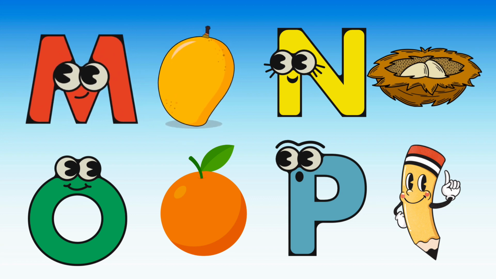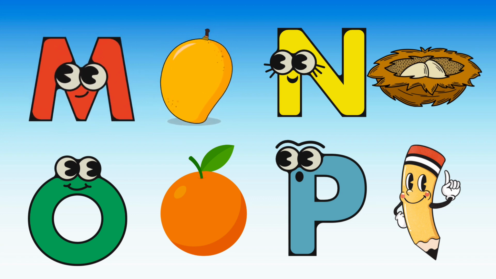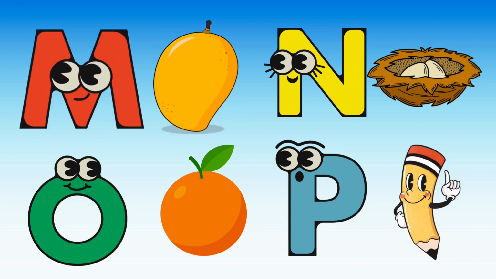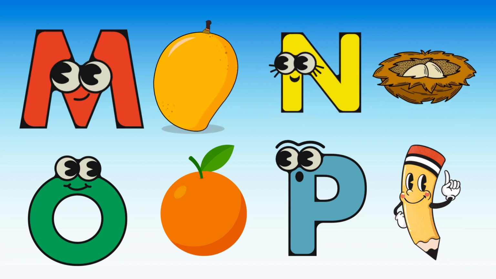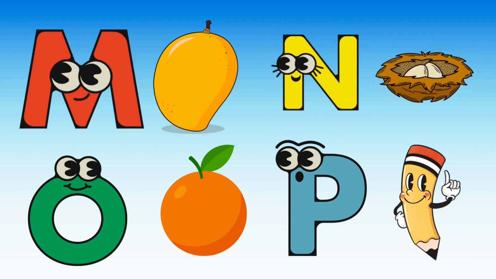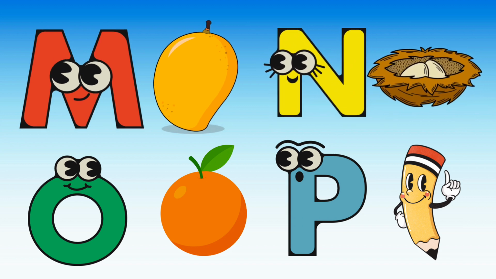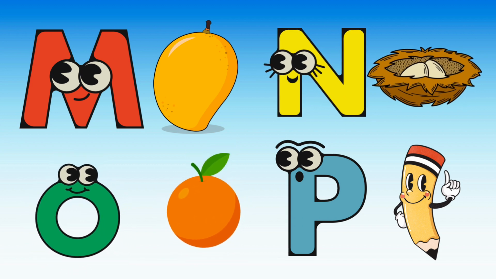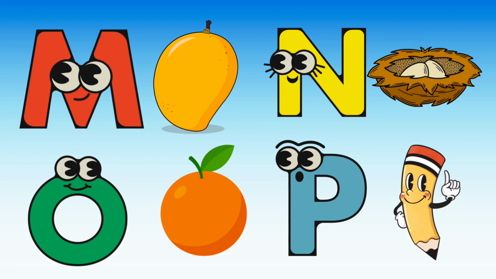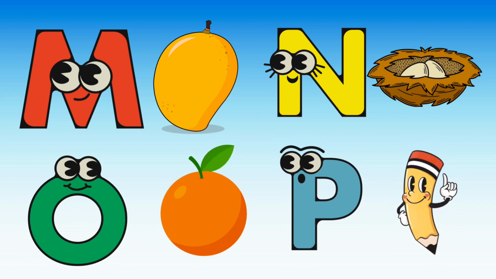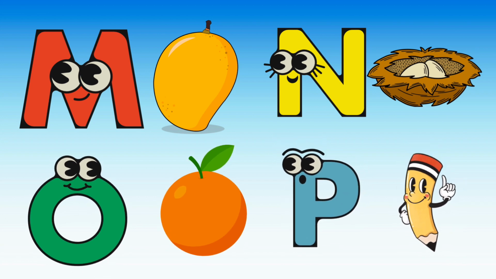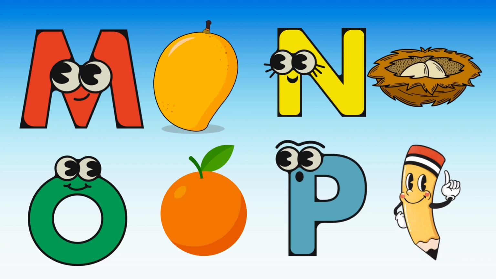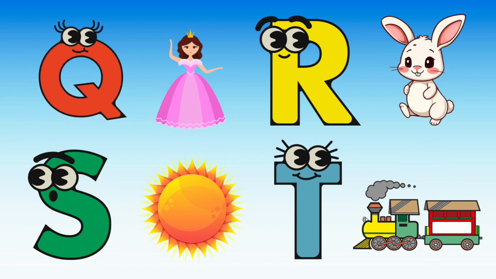M is for mango. Mango is a sweet fruit. N is for nest. Birds live in a nest. O is for orange. Orange is a juicy fruit. P is for pencil. We write with a pencil. Q is for queen. Queen wears a crown.